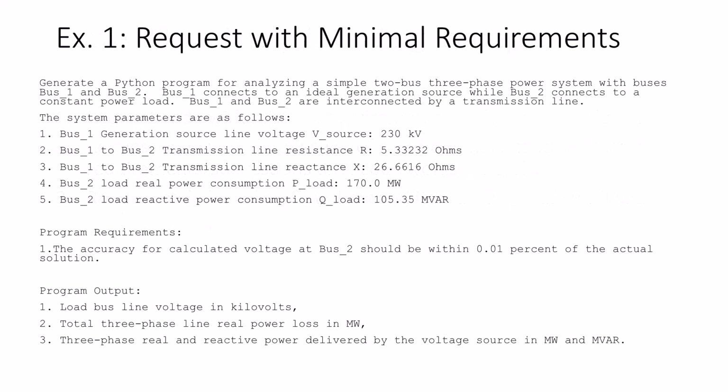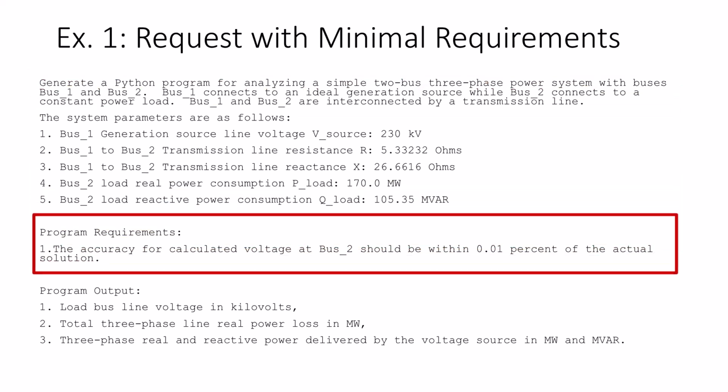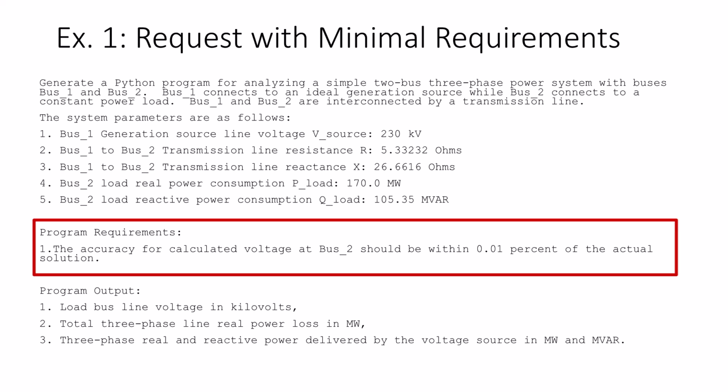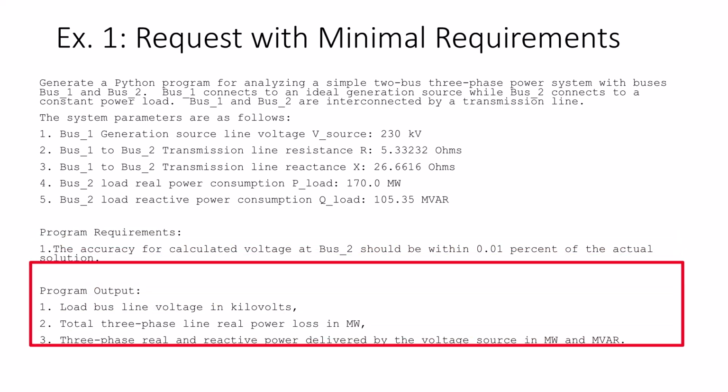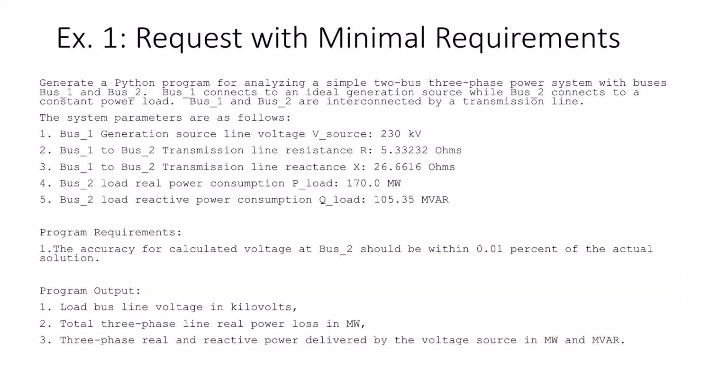In this first example, we will ask the AI chatbot to create a Python power flow for a two-bus power system. Most of this request is focused on describing the system topology and data parameters for the voltage source, transmission line, and load. The only program requirement we give is on the accuracy of the bus voltage. The program output in terms of load voltage, line loss, and power flow is provided in a separate section.